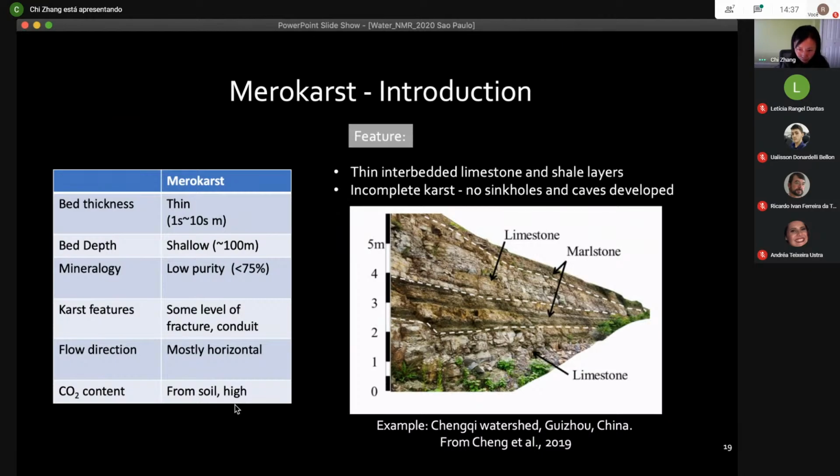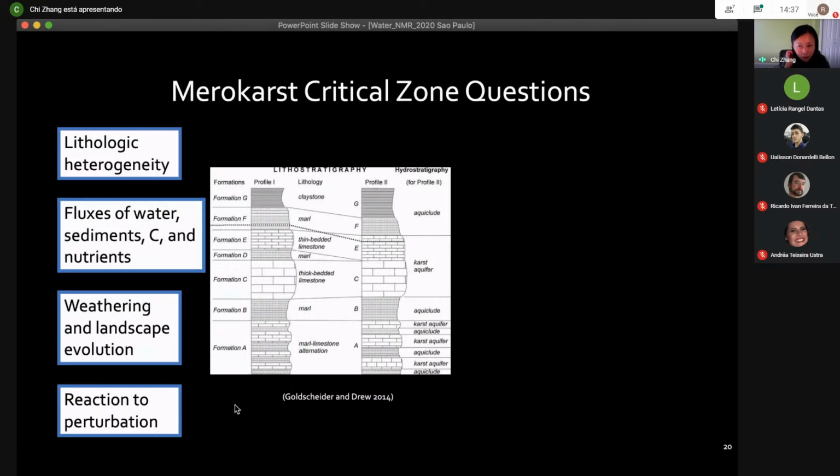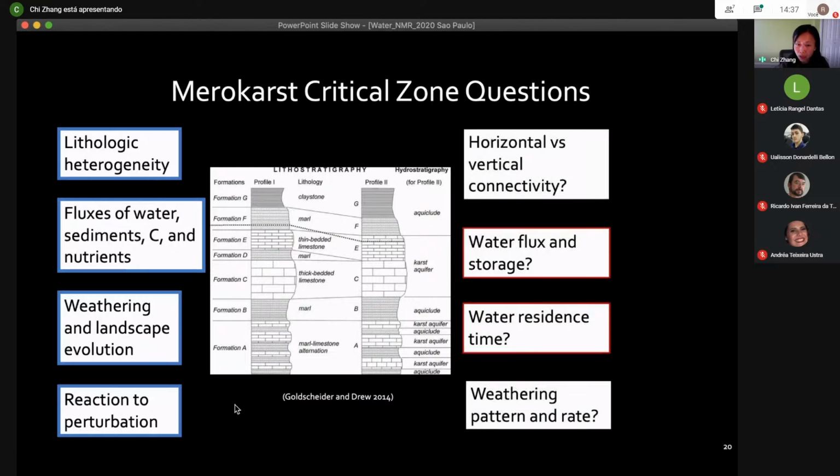And the CO2 content is really high, which is the CO2 from the soil. So in this system, especially in this particular field, we really care about the lithological heterogeneity, the fluxes of water, sediments, carbon, and nutrients, the weathering and landscape evolution, as well as the reaction to perturbation. We're trying to answer some particular questions: how is the vertical connectivity versus horizontal connectivity? Can we quantify the water flux and storage? How is the water residence time in the different layers? And the last question is, what is the weathering pattern and rate?